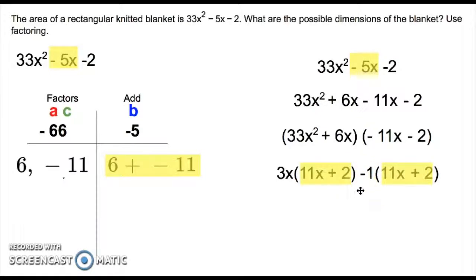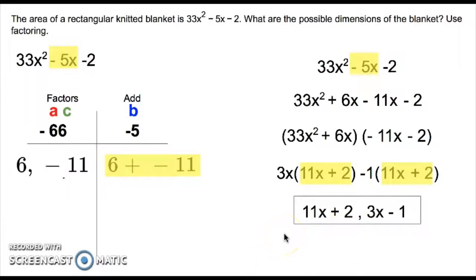Now we have GCFs here of 11x plus 2, so take that out. When we take it out of the first one, we're left with 3x. Take it out of the second one, we have minus 1. So we have 3x minus 1. Now, since it's dimensions that we're looking for, our answer would have to be written with a comma. So your answer should look like that: 11x plus 2, and 3x minus 1. And that's the answer for that one.